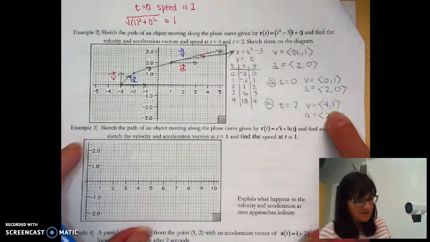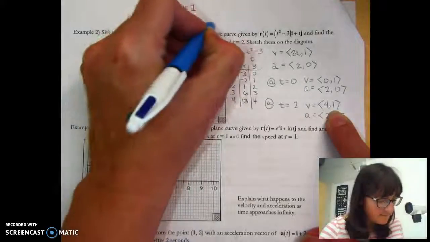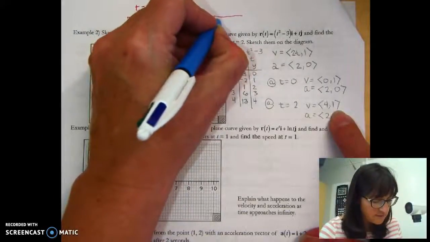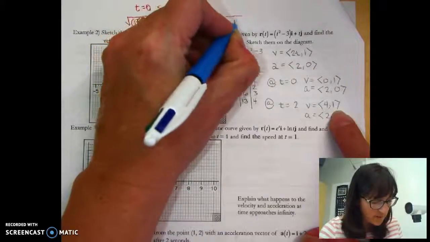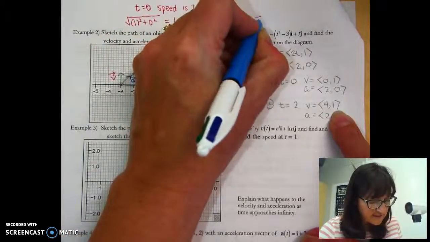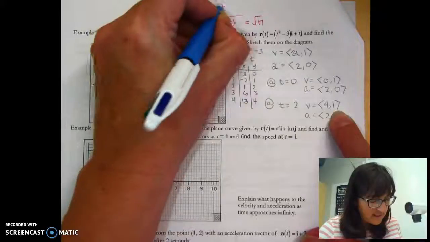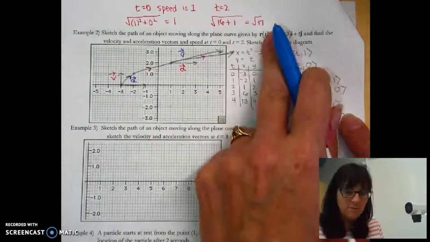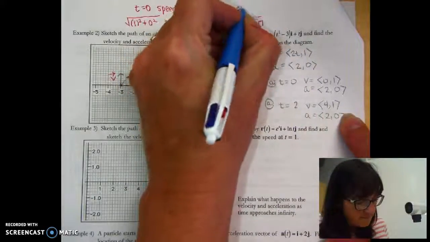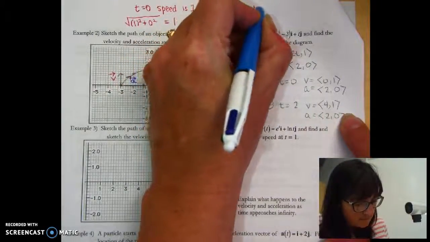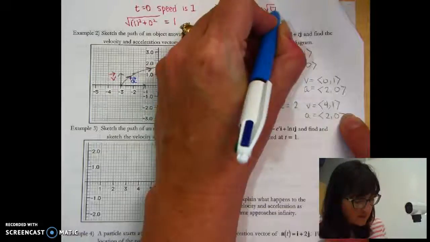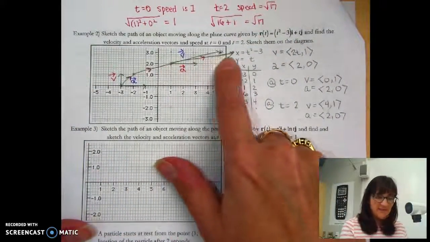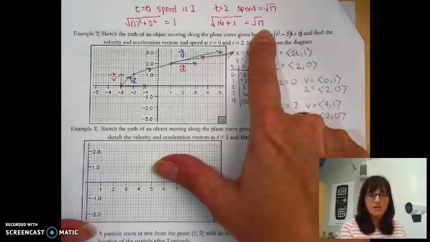If I wanted the speed at t equals 2, I need to take the components at 2, so that's going to be 16 plus 1, and the square root of 17. And so at t equals 2, the speed is going to be equal to the square root of 17. You can see in the diagram that the velocity vector is a lot longer, so its magnitude should be greater.